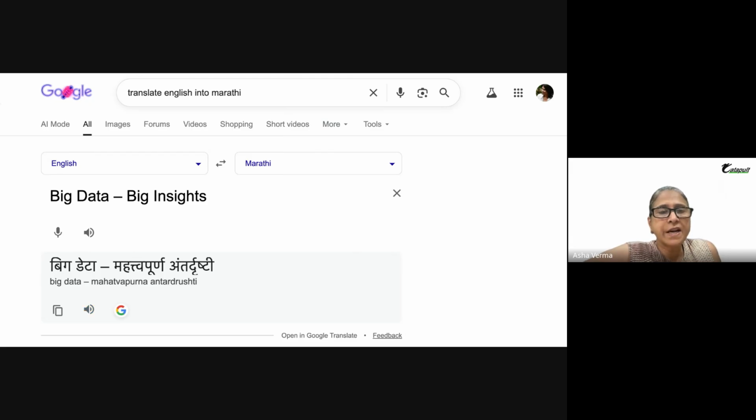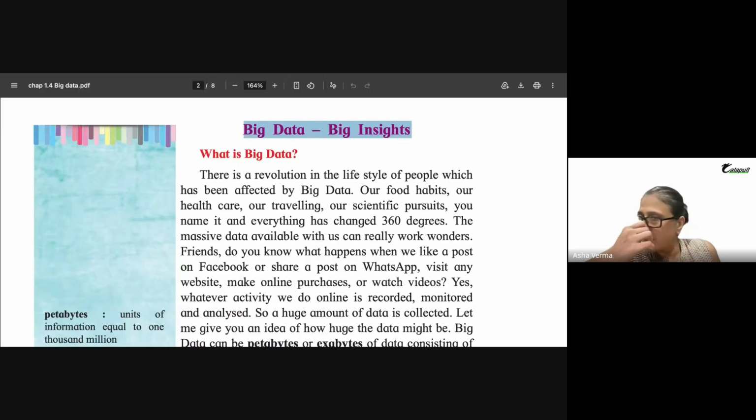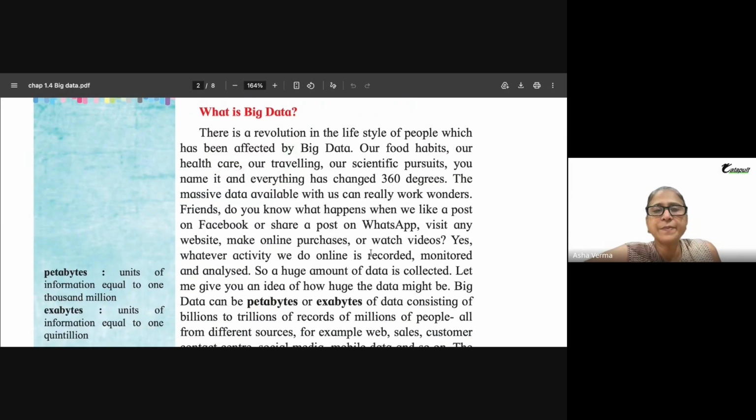So big data gives you a lot of insight. Okay, what is big data? There is a revolution in the lifestyle of people which has been affected by big data. Our food habits, our healthcare, our traveling, our scientific pursuits, you name it, and everything has changed 360 degrees. The massive data available with us can really work wonders.